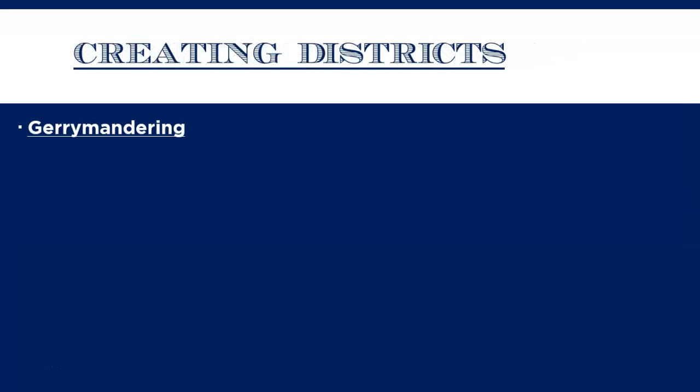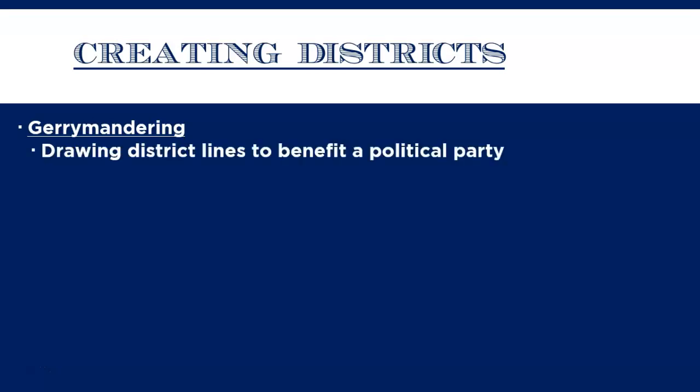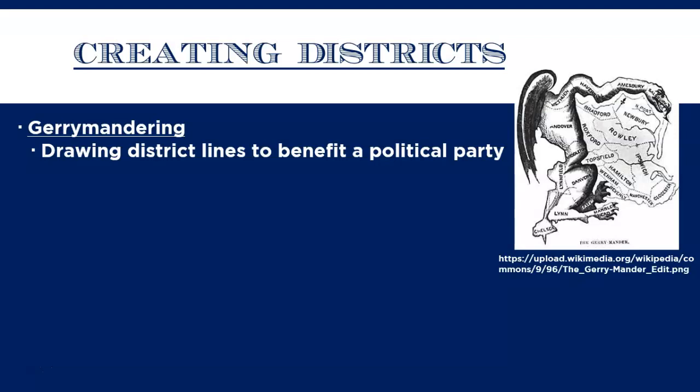All right, the next thing we're going to talk about is creating districts. This is very, very important. The first term you're going to talk about is gerrymandering, something you may have heard of. This is basically drawing district lines to benefit a particular political party. Okay, and a lot of times it's unfair and it became illegal because they were doing it to try to gain political advantage by drawing up these lines in all these crazy ways. You can see the weird looking picture over there.